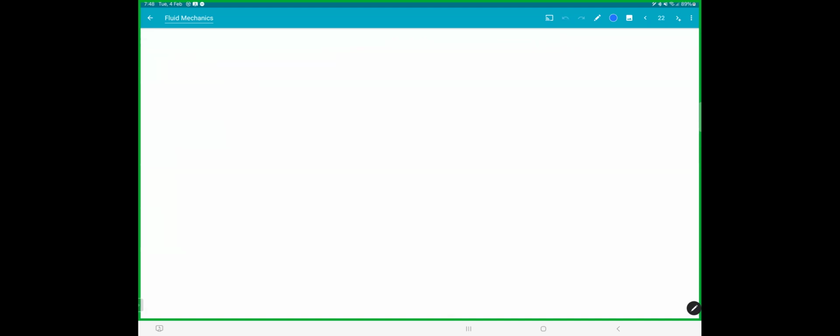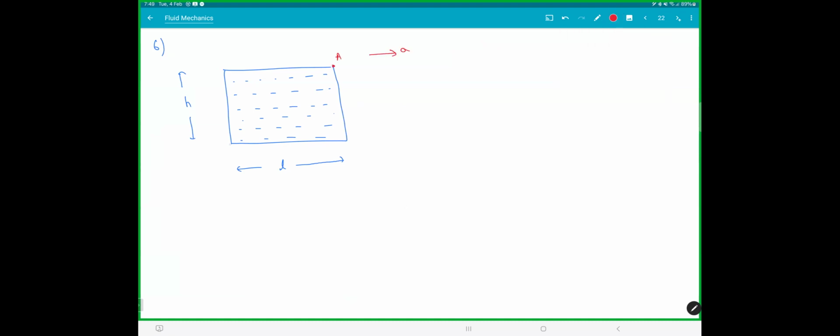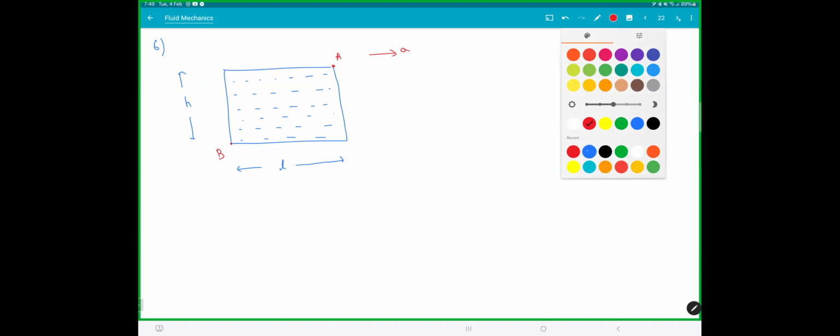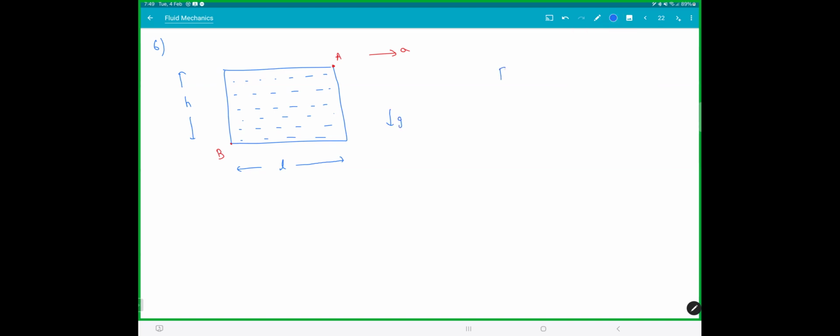Great. Next thing. Let's say a question on this. We have a container filled with liquid. It's accelerating with a. Let this be length L. Let this be height H. Accelerating with a. This is point A. This is point B. And there is also gravity. Find PB minus PA. Then show the liquid density is rho.